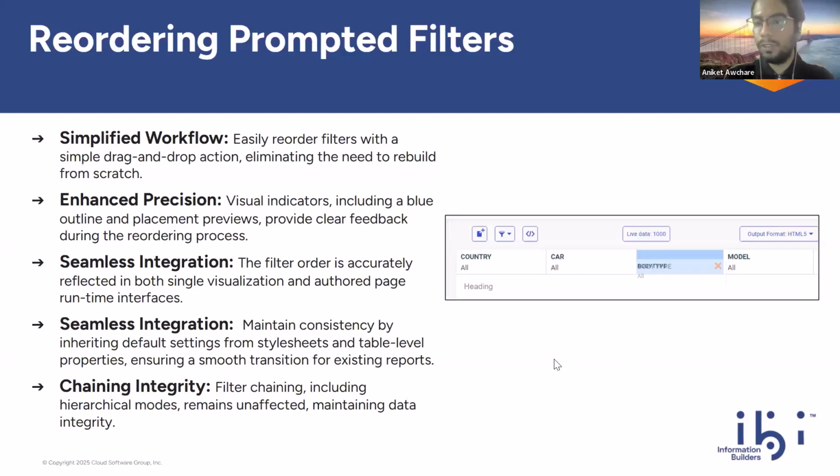We have improved upon that, and now what you can simply do is use a drag and drop mechanism, and you will also have a placeholder indicating where the drop zone would be for that filter. You don't need to redo everything. You can basically start from your previous work and save time. This helps you to simplify the workflow. It helps you enhance your precision. So for example, if you want a certain filter at a certain position, you can simply do that. It is seamless, and obviously we are maintaining the chaining in these filters when you move them around.